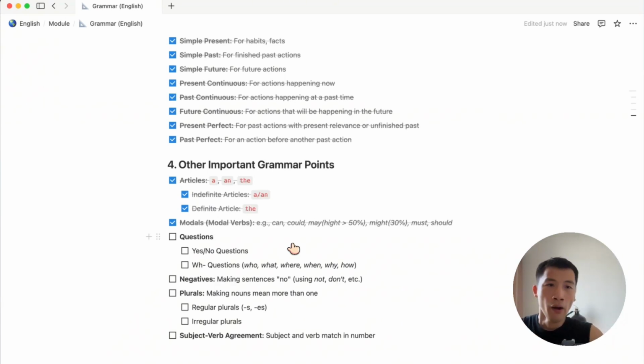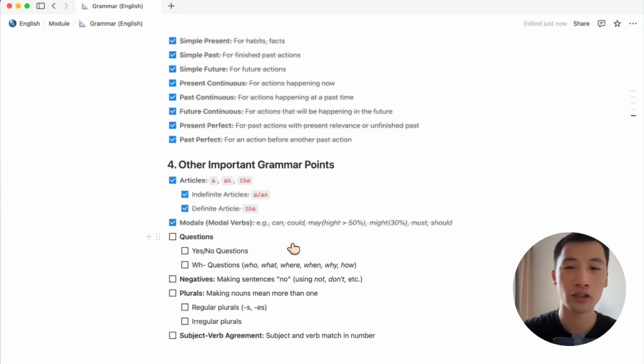Do you want to go through the rest? I know the WH question is about asking something like where, when, why, how. And you missed a yes or no question below the WH question. Could you explain or introduce the yes or no question?